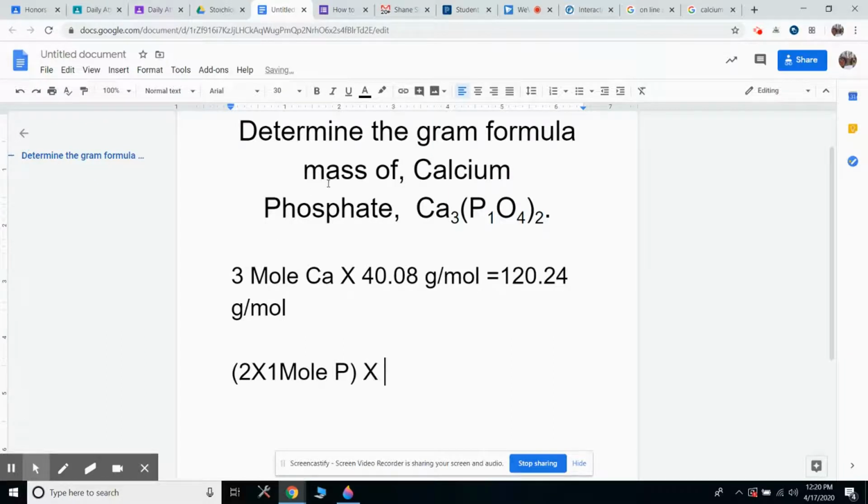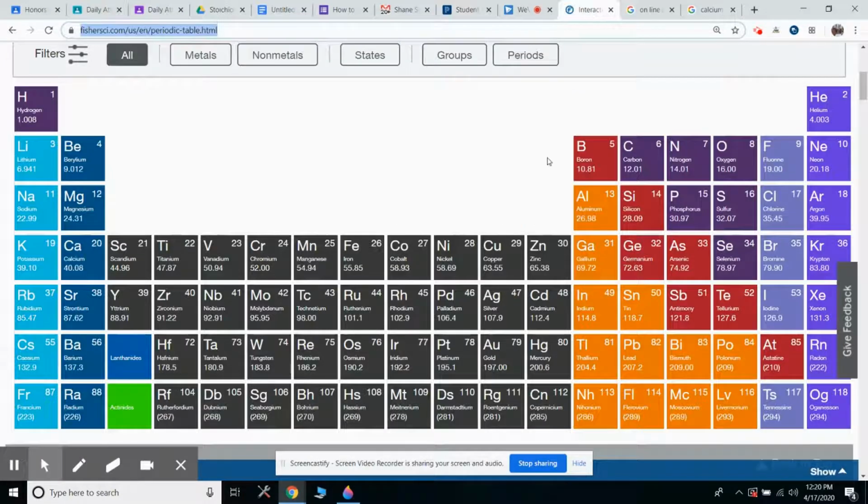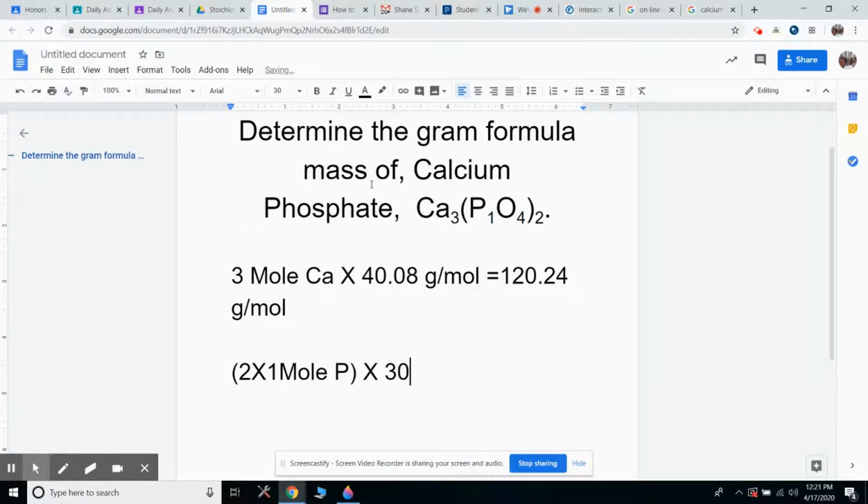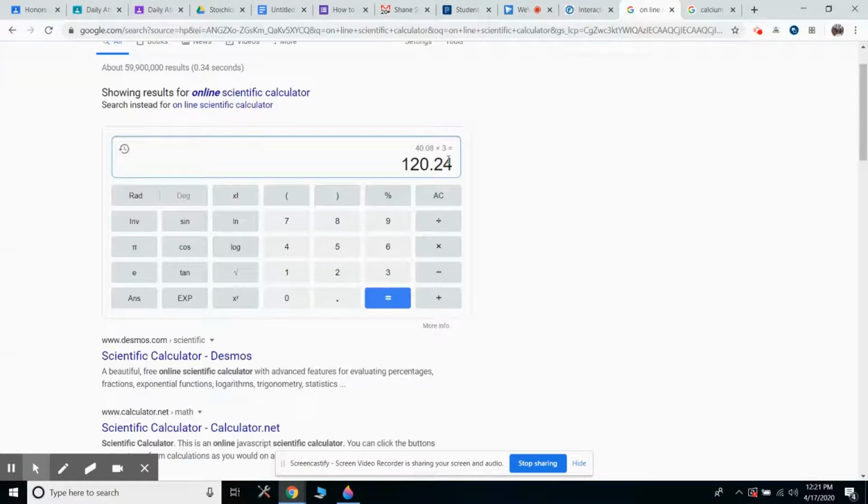I'm going to look up the molar mass of phosphorus on my periodic table. 30.97 grams per mole. I'll do 2 times 30.97. Okay, that gives me 61.94.